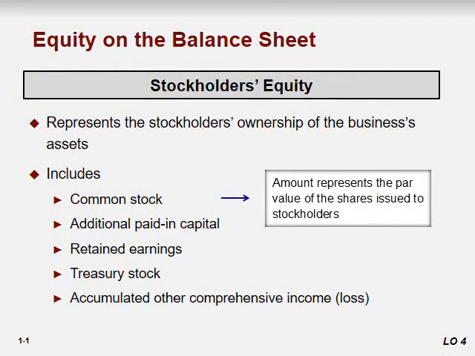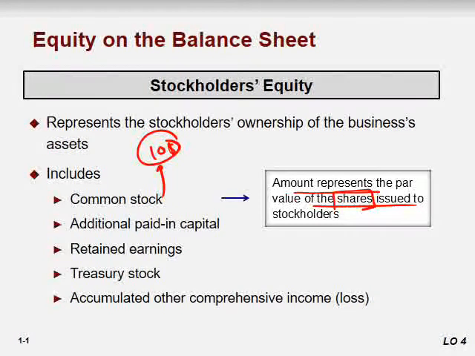Common stock, the amount represents the par value of the shares issued to stockholders. What do we mean by par? The company issued a stock for $10, that is called par, right? Which is the face value of the stock, but after some time its value goes up, so we will include it into retained earnings or other stuff.